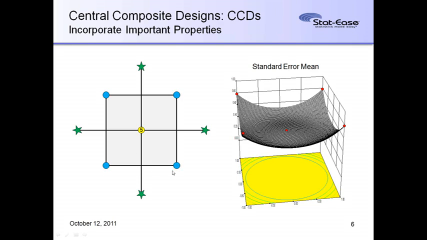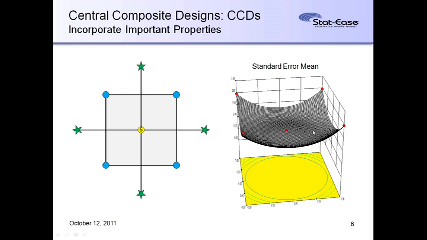So the blue corners of the square are at plus and minus 1. The origin is that yellow point in the center with the 5 in it, and that's the 0, 0 point. And then the axial or star points occur along each of the coordinate axes outside the square. Now that yellow point in the middle is called the center point, and that's the point we replicate so we can estimate pure error. And we were going to replicate that 5 times. That's where there's a 5 there.